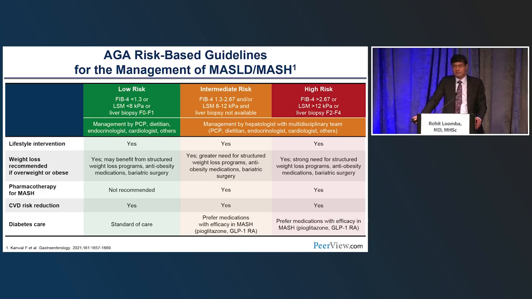Now, diabetes care is also really important because uncontrolled type 2 diabetes can lead to progression of liver disease and progression of steatohepatitis. So for co-management of patients who have type 2 diabetes, what are the therapies that are recommended in patients who also have MASH? This AGA risk-based guidance recommends you could consider pioglitazone, you could consider GLP-1 analogs, and you could consider other therapies that may be beneficial in the setting of type 2 diabetes.